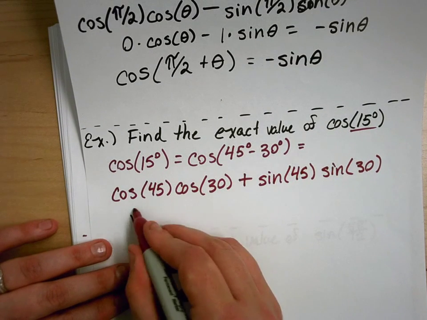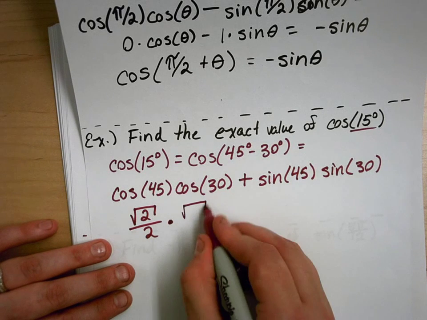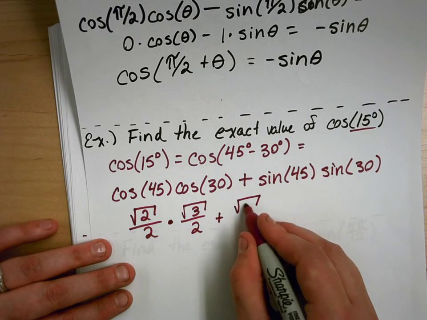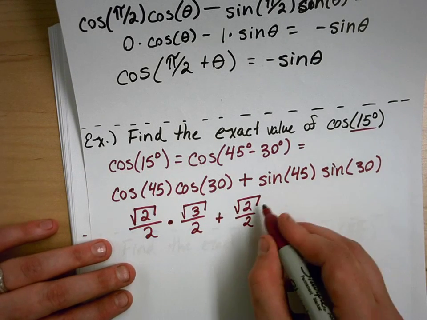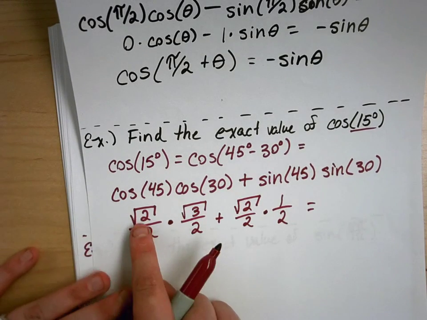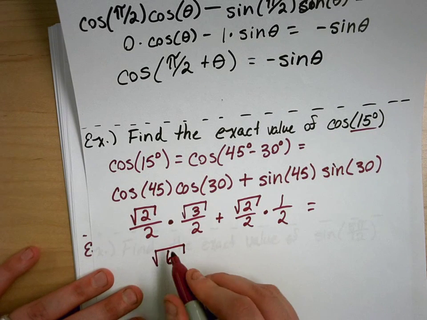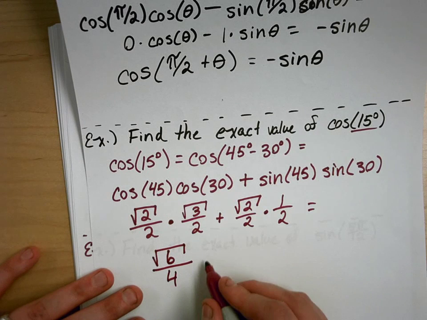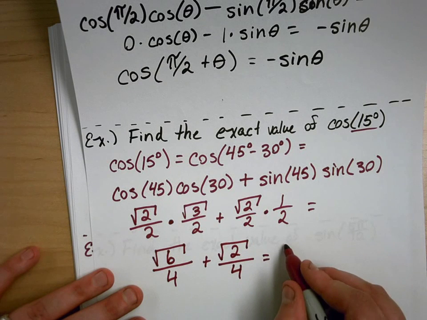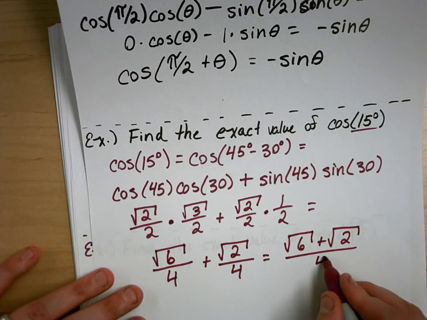Okay, so cosine of 45 is root 2 over 2 times cosine of 30 is root 3 over 2 plus sine of 45 is root 2 over 2, sine of 30 is 1/2. And then when I multiply, I'm just going to multiply straight across. So that's going to be square root of 6 over 4 plus square root of 2 over 4. That's going to give me square root 6 plus square root 2 over 4.